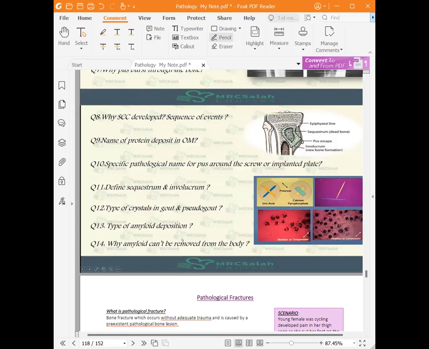Why does squamous cell carcinoma develop, and what is the consequence of the event? Squamous cell carcinoma develops due to chronic irritation. Due to chronic irritation, there will be metaplasia, and from metaplasia, there will be carcinoma in situ, that is dysplasia, and from dysplasia, it will form carcinoma.